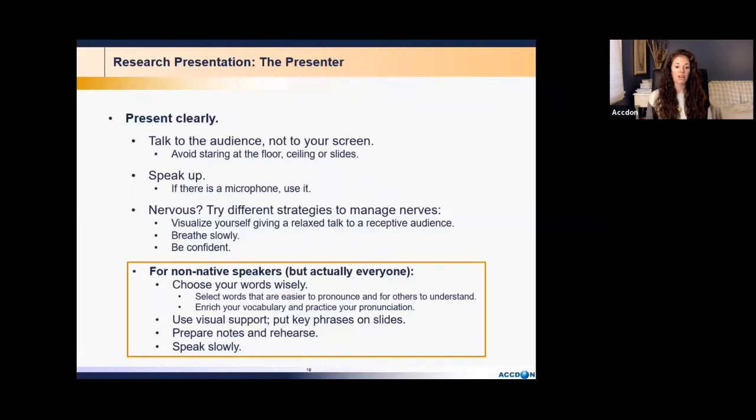It's also important for everybody to enrich our vocabulary and practice pronunciation. I know myself, I mispronounce words all the time. But it is something that will just get better with time and confidence as you give presentations.